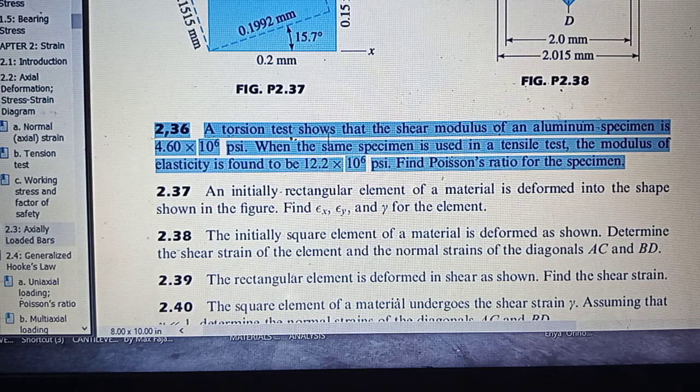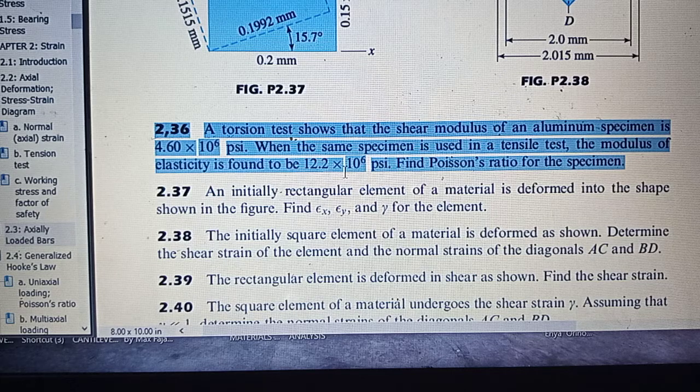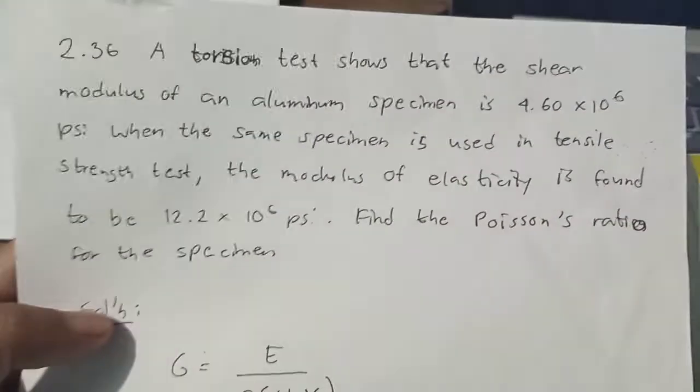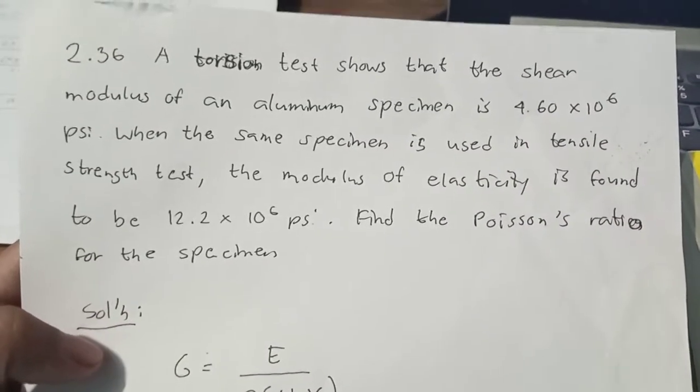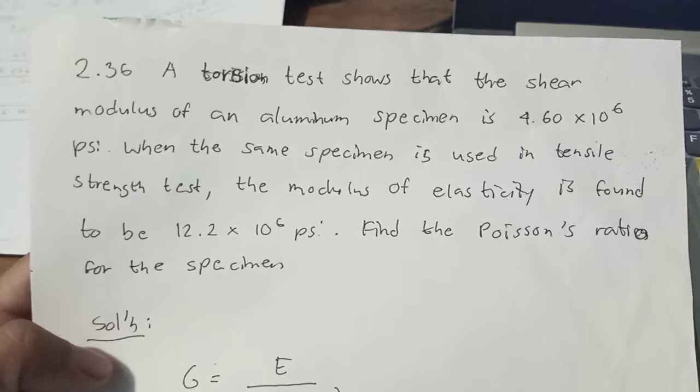A torsion test shows that the shear modulus of an aluminum specimen is 4.60 times 10 to the 6th psi. When the same specimen is used in a tensile test, the modulus of elasticity is found to be 12.2 times 10 to the 6th psi. Find the Poisson's ratio for the specimen. Without further ado, we will go to the solution. This is our short solution. I just copied the problem and then went directly to the solution.